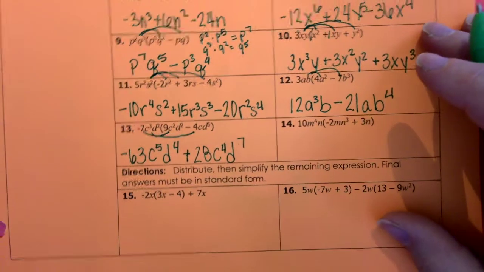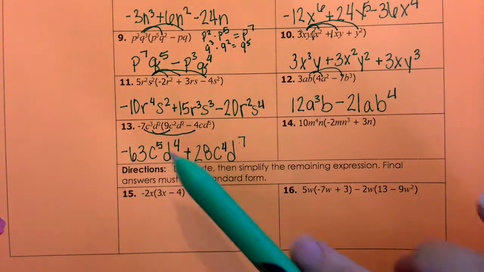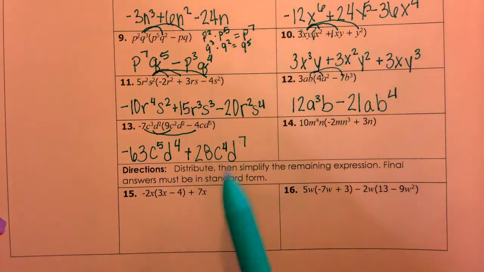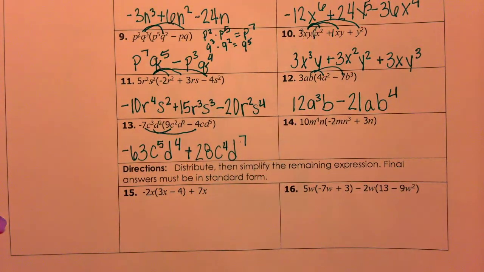Okay? Remember, the biggest thing here is it has to go in alphabetical order. So that's why my c's are first, and those are in order from least to greatest. Don't let that confuse you, because this is d to the 4th and this is d to the 7th. It always has to go in alphabetical order before it goes in numerical order.